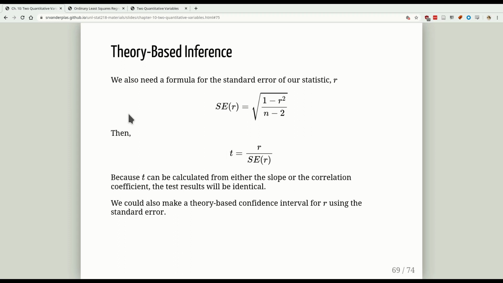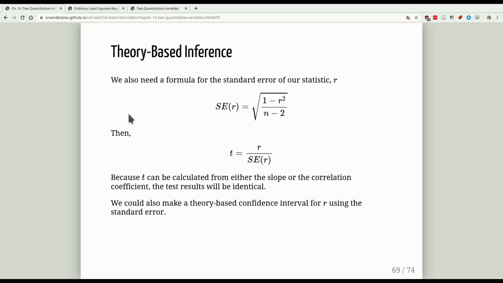Now, t can be calculated from the slope as well as the correlation coefficient, but because they depend on the same data, the test results are going to be identical. So if we wanted to, we could take the standard error formula and we could also make some sort of confidence interval for the correlation coefficient using the standard error. We could make confidence intervals based on the slope if we had a standard error for the slope.